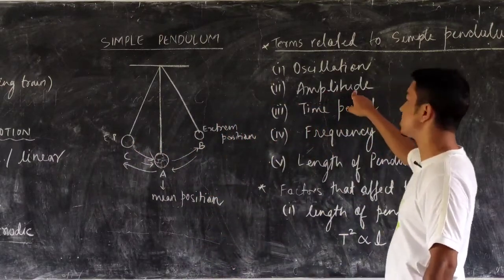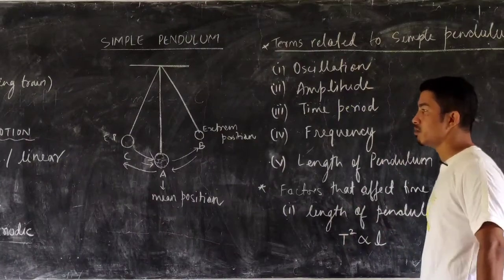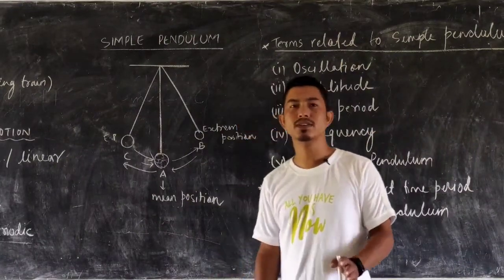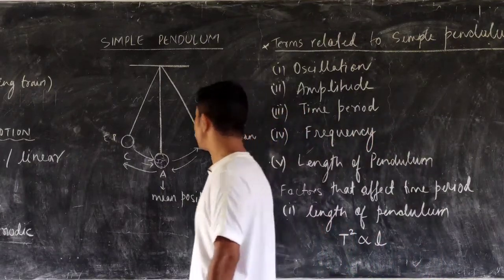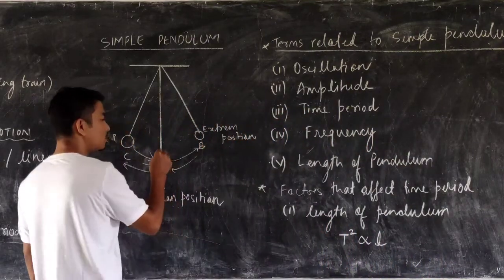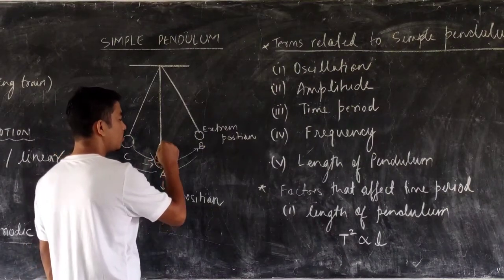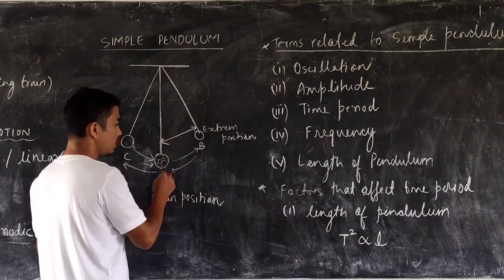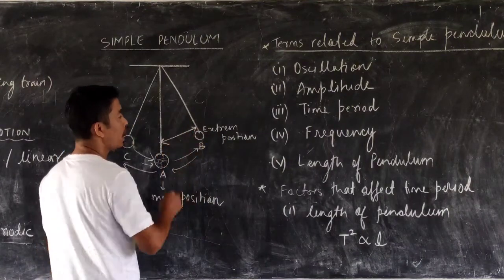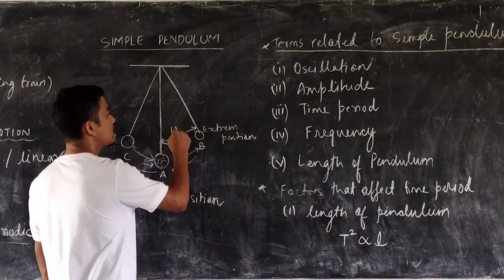Now coming to the second term, amplitude. What does amplitude mean? The amplitude is the maximum displacement of the particle from the mean position. Here initially the bob was at position A, now when you apply a force it goes to the position B. So the distance between A and B is said to be the amplitude, usually given by A.